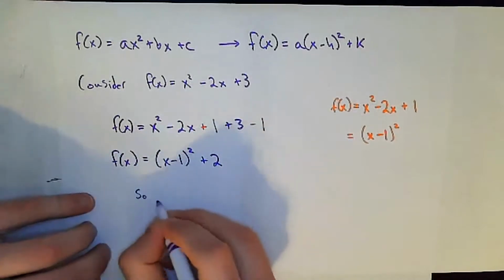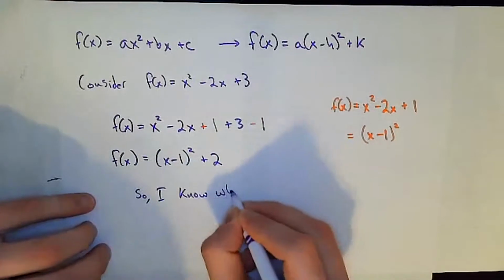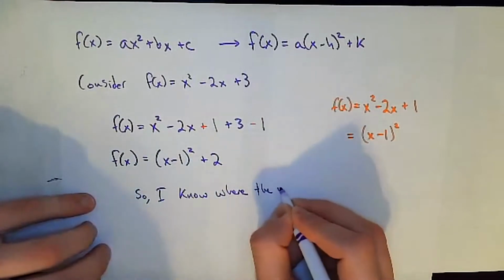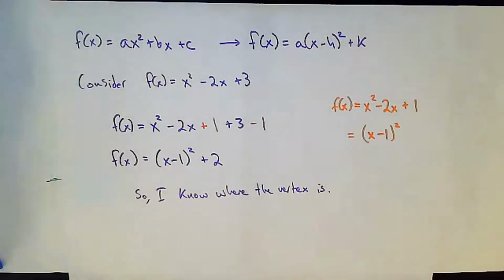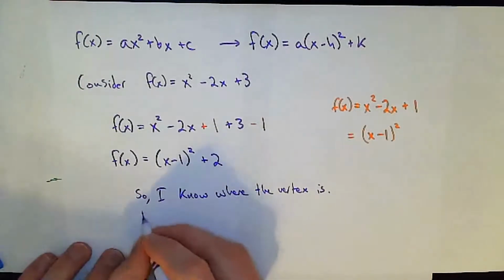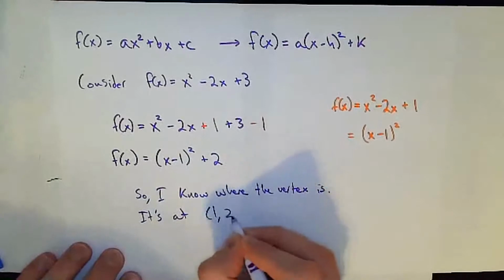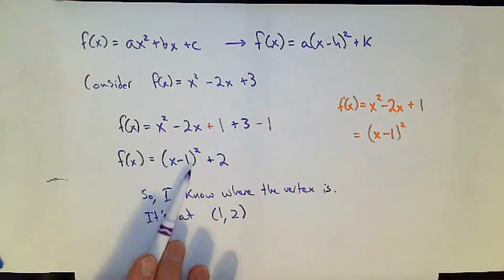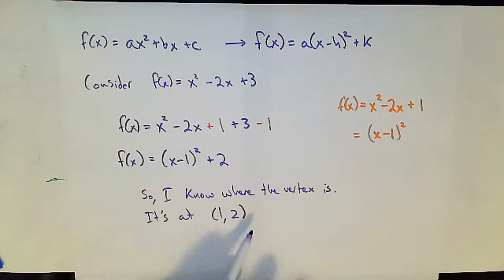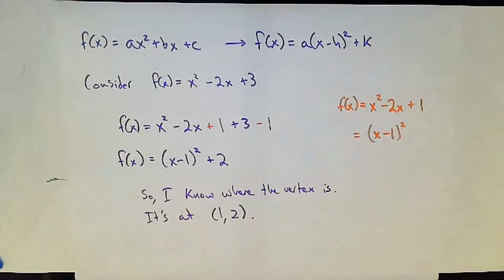So I know where the vertex is. I'll write down where it is. It's at 1, 2, flipping the sign on whatever's happening here. 1, 2. So now I could graph this fairly easily, which is pretty substantial.